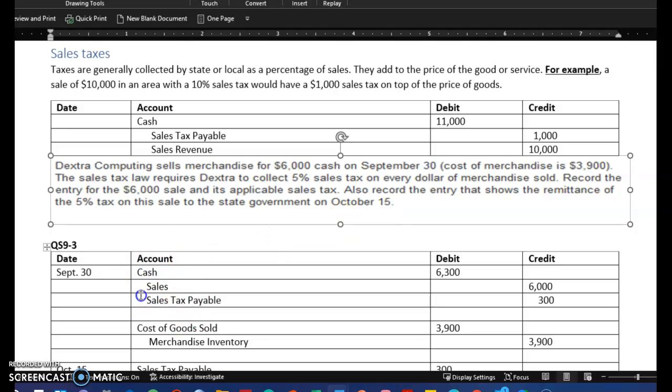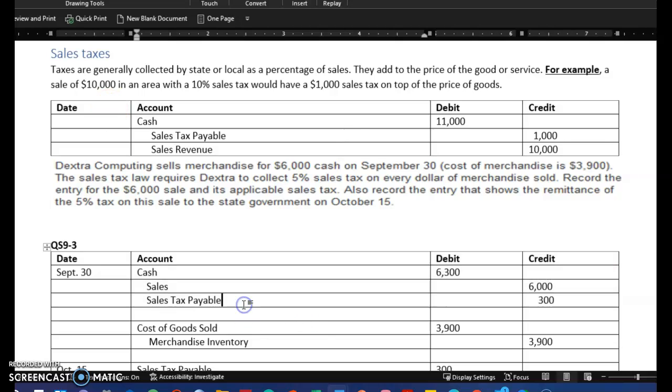So here's the sale. Just like in the problem, it said they sold it for $6,000. So sales is credited for $6,000. Sales tax payable is credited for $300. And cash is collected for $6,300. So that's how you record an entry with sales tax.